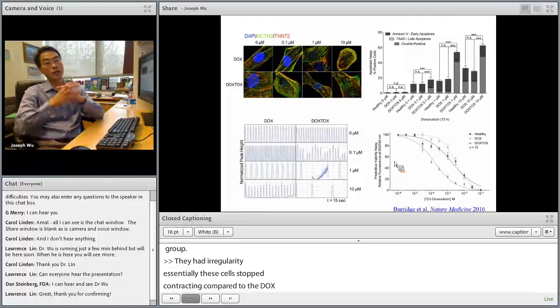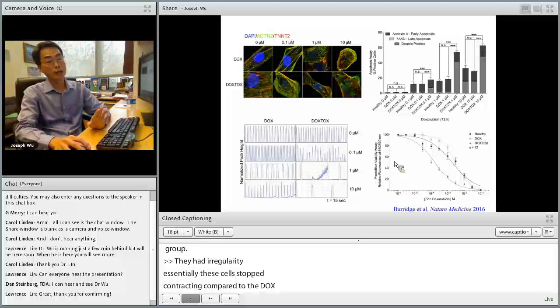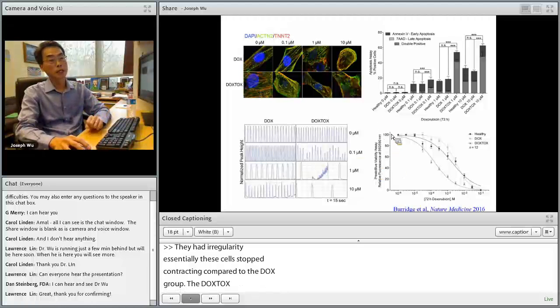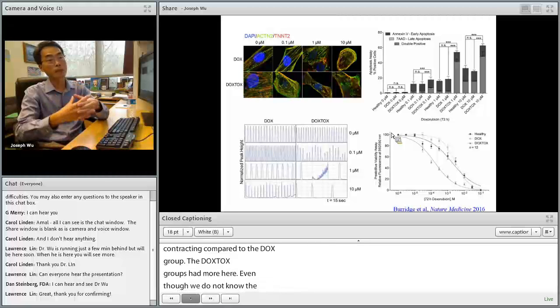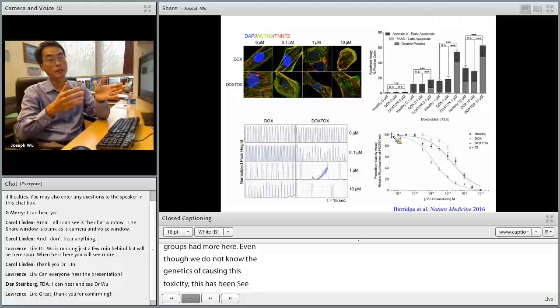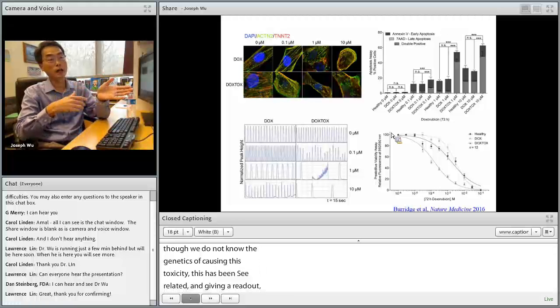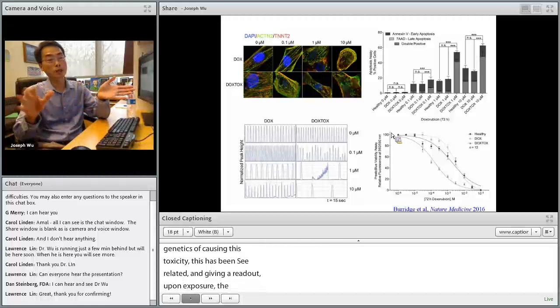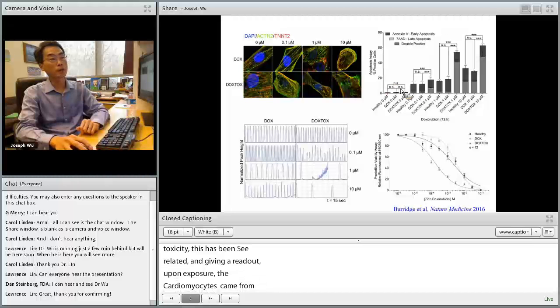So here, again, even though we do not know the genetics of what's causing the doxorubicin-induced cardiac toxicity, the iPSC cardiomyocytes encapsulate the DNA, the RNA, the protein, and give a readout. And the readout is that upon exposure to the same level of doxorubicin, the iPSC cardiomyocytes that came from the dox-tox group, these are the women who took the doxorubicin and later developed cardiac toxicity, have much more impaired cellular viability, contraction, and so forth, as shown here.